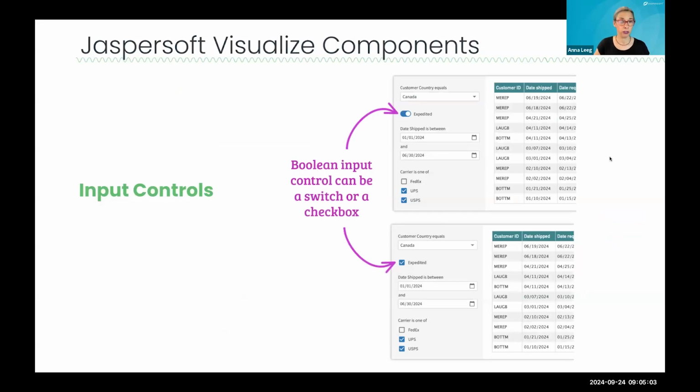Now for input controls, we will be releasing a new set of input controls. Same types as we have now, but they are more modern looking. They are built on Material UI components. So let's say for a Boolean input control, I don't have an option of just a checkbox. I can choose if I want to have a checkbox or a switch control.